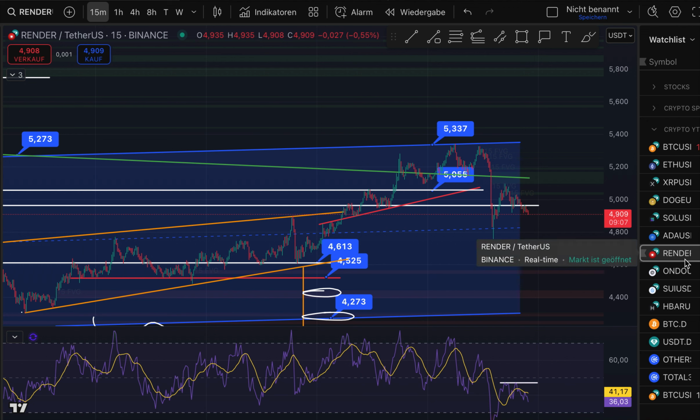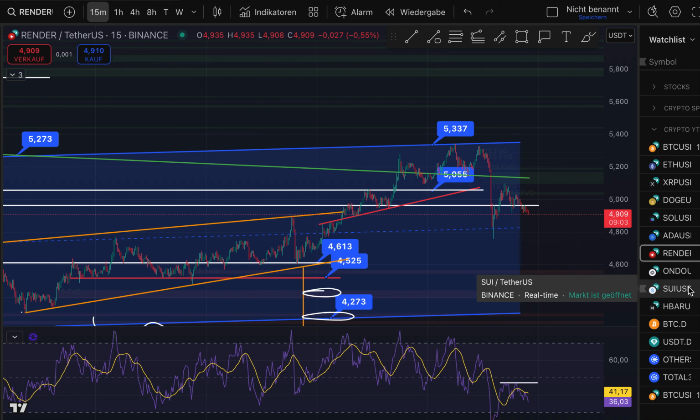In this video we will take a look together at possible scenarios for the price development of Render, ONDO, SUI and HBAR. Things remain exciting, so make sure to watch until the end.